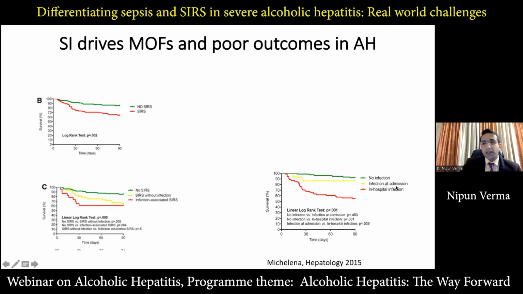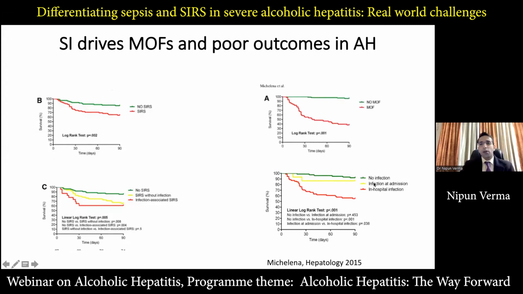When they looked at the infections, whether in hospital or at admission, they found that in-hospital infections were significantly associated with poorer survival. So probably the infections which were there at admission were adequately treated and did not confer poor survival. Whereas, how did systemic inflammation lead to poorer survival? It was not a direct association. The association was with multi-organ failures. And we all know whenever there is systemic inflammation, it basically drives multi-organ failures, which leads to mortality.